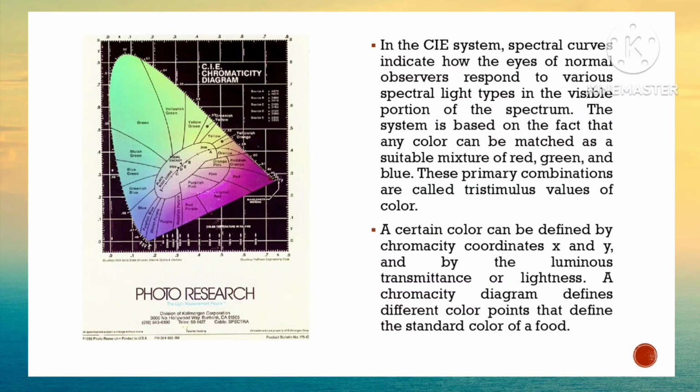So this is the CIE system. In the CIE system, spectral curves indicate how the eye of normal observers responds to various spectral light types in the visible portion of the spectrum. The system is based on the fact that any color can be matched as a suitable mixture of red, green, and blue. These primary combinations are called tristimulus values of color. A certain color can be defined by chromaticity coordinates x and y, and by the luminous transmittance or lightness. A chromaticity diagram defines the different color points that define the standard color of a food.